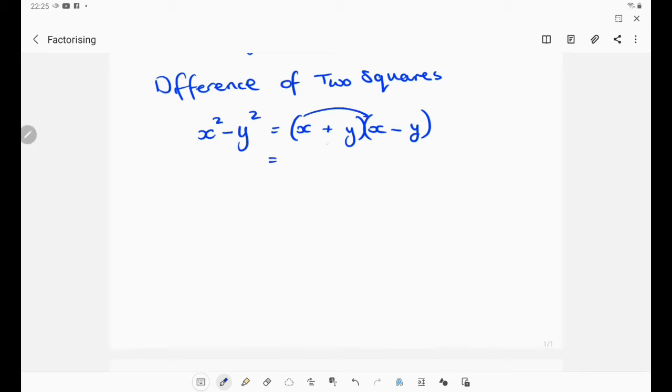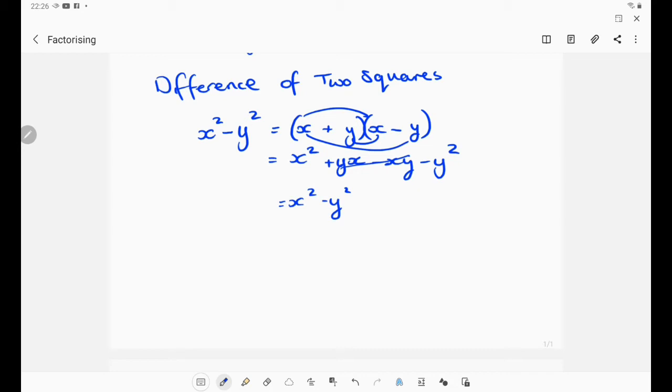Now to check this works, let's multiply it out. x squared plus yx, take away xy, take away y squared. Now remember, it doesn't matter the order you write these in, so they are both the same and they're going to equal 0, because you're going to add it on and take it away. And that leaves you with your x squared minus y squared. So, that's the difference of two squares.